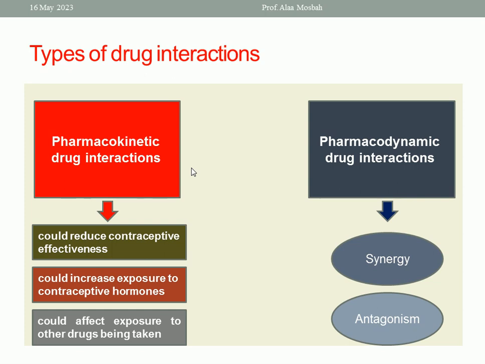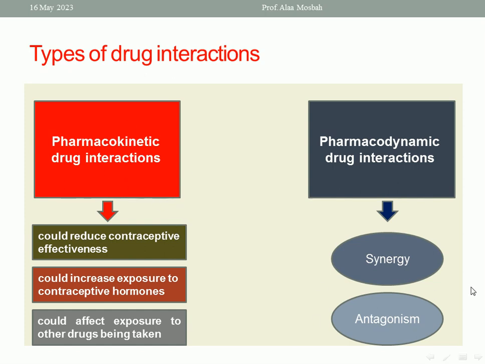Okay, this is called pharmacokinetic drug interaction. Again, it means one drug affecting another drug through what? Through affecting its absorption, its distribution, metabolism, excretion. Okay, this is the pharmacokinetic drug interaction.